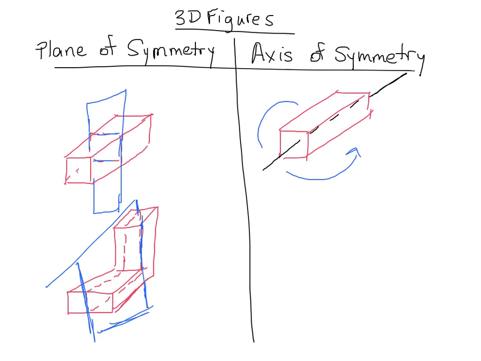I'll show you another example. So we have a cone here, and if I have an axis going straight through the cone, I could rotate my cone around this axis and it would continuously be the same shape, which means that cone also has an axis of symmetry. All right, so I know that there were some challenges in this video, but I hope it was clear.